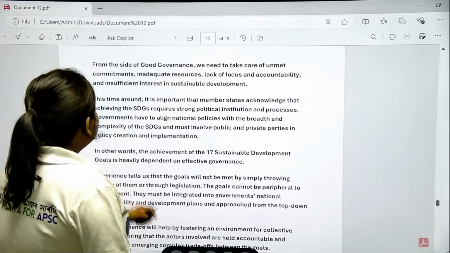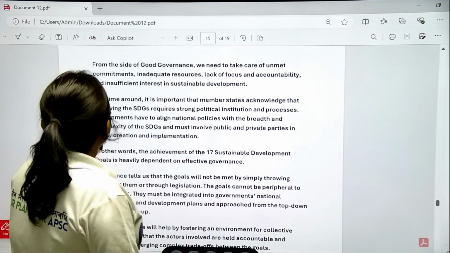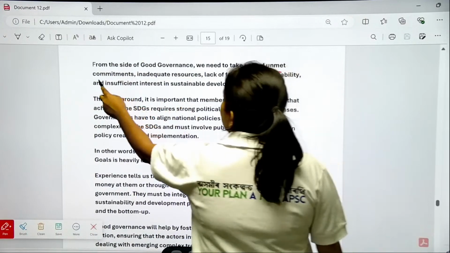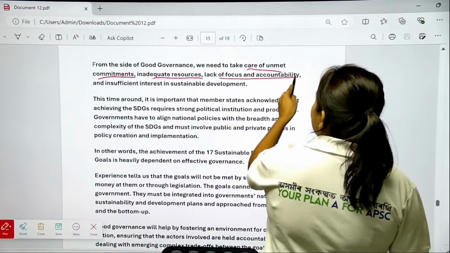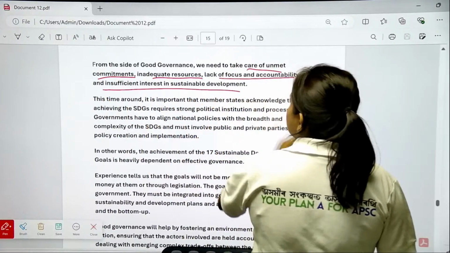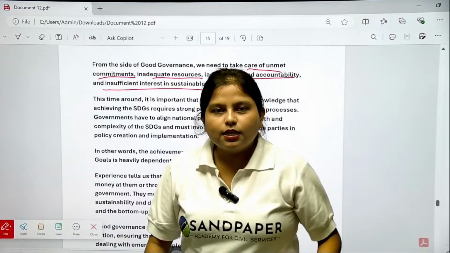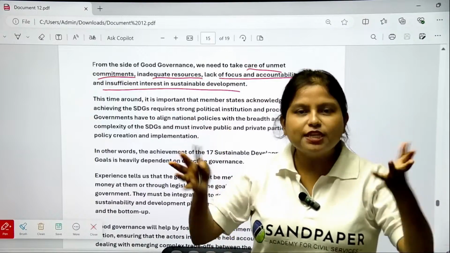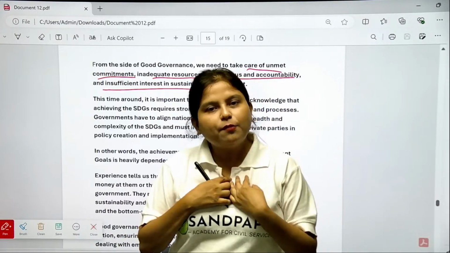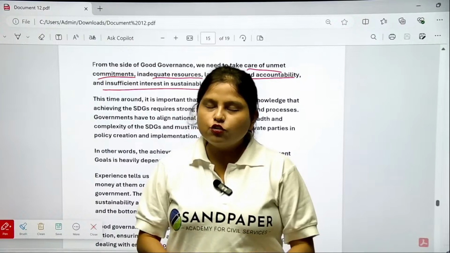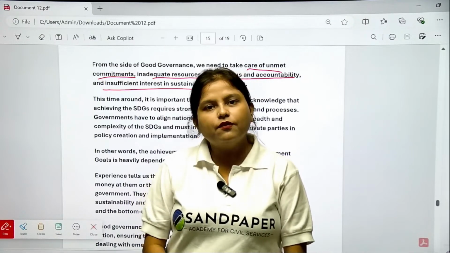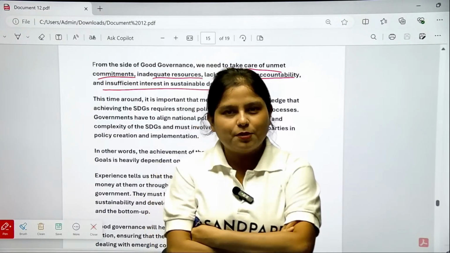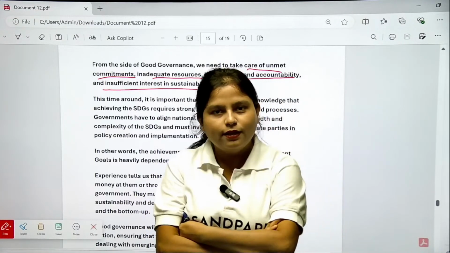So good governance, when we look from the side of good governance, we need to take care of unmet commitments, inadequate resources, lack of focus and accountability, and insufficient interest in sustainable development. The goal has been declared globally. After the goal is declared, if we just go our own way, we will not feel the sustainable development goal. What do we need to have?